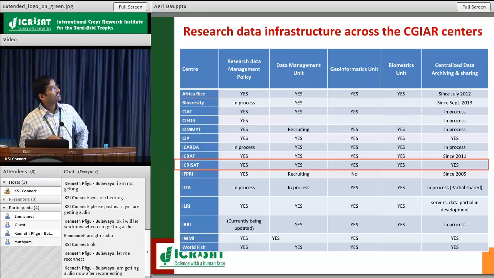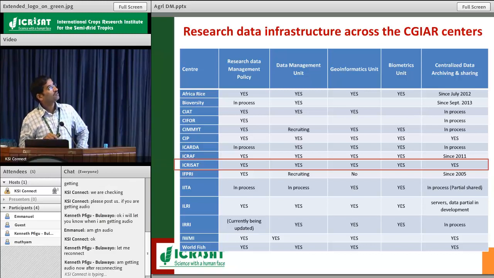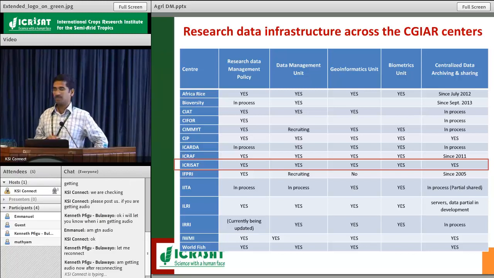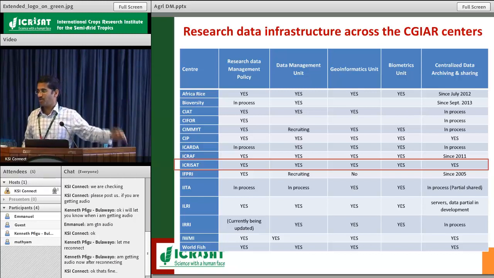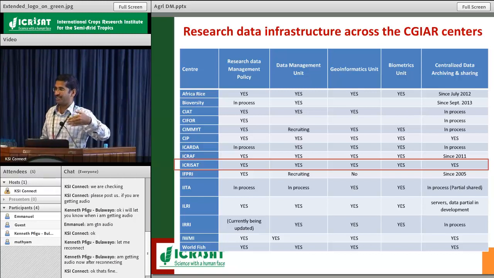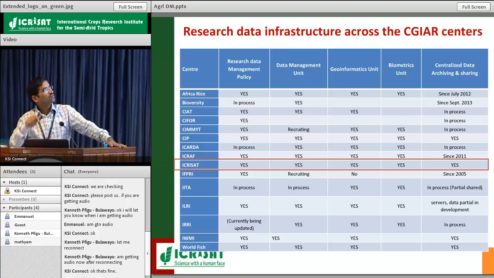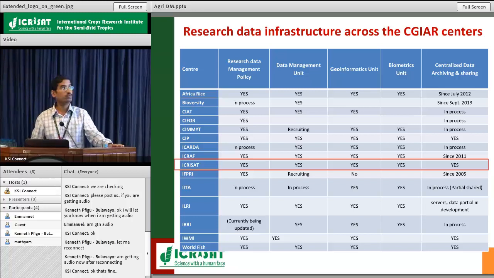And we have the GS unit, and we have the biometric unit. In our ICRISAT, the biometric unit handles the quality check. They are the statisticians, facilitating the quality check for all the research data. Once they approve, then it comes to the data repository. So they are the main people here. And of course, we are the central data archiving and sharing platform. We have different platforms, and we will see what platforms we have.